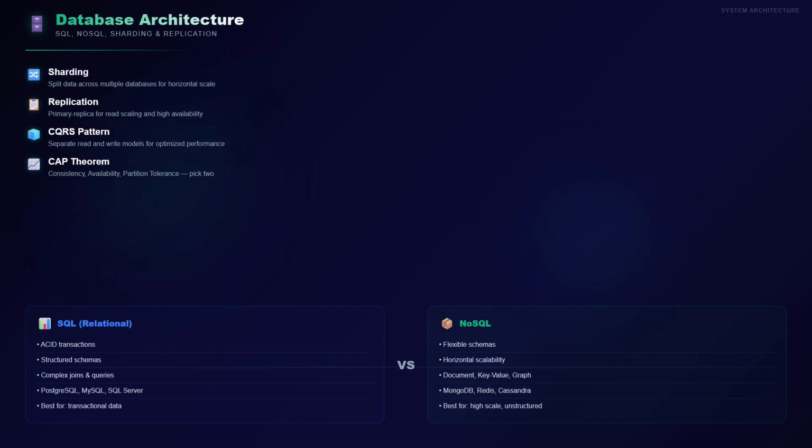The CQRS pattern separates read and write models. Your write side uses a normalized relational database. Your read side uses denormalized views optimized for queries. This lets you optimize each side independently. The CAP theorem states that in a distributed system, you can only guarantee two of three properties: consistency, availability, and partition tolerance. Since network partitions are inevitable, you're really choosing between consistency and availability.